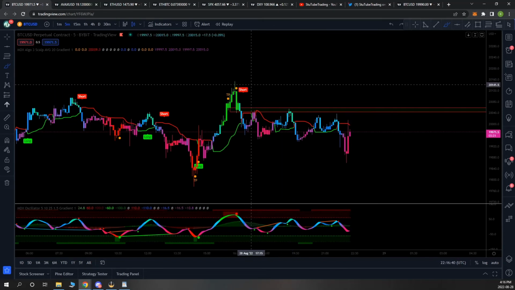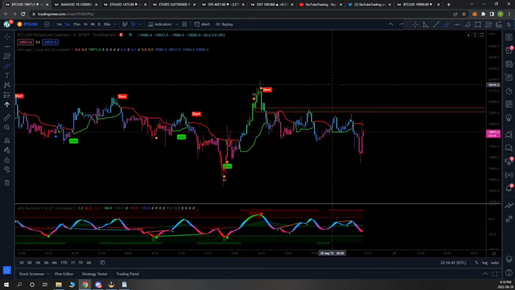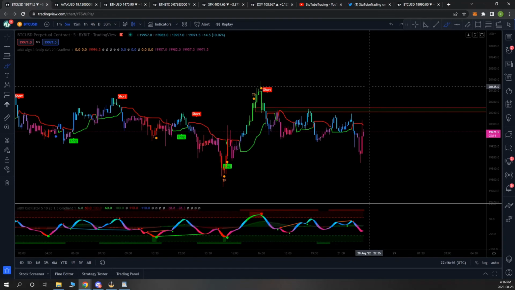But I love this Algo 3 indicator. But again, it's one of those things like, let's say I have certain trend lines I'm watching and I see the indicator lining up properly in the way that I want, just giving me extra confluence, just a little more confidence.